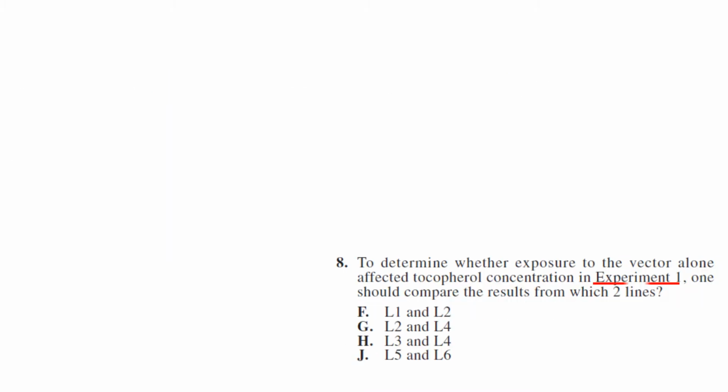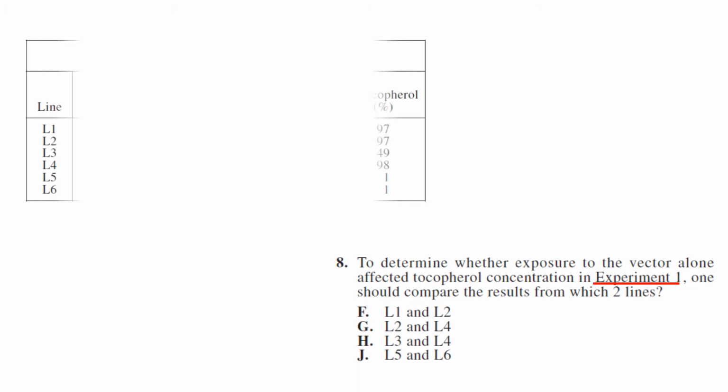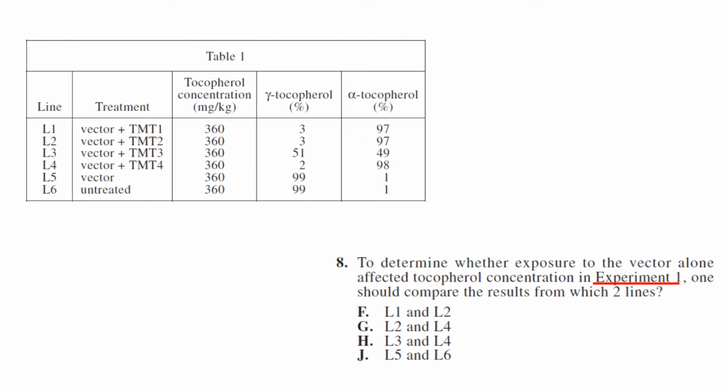So for number 8, we're using experiment 1. We're asked to determine whether exposure to the vector alone, so the vector alone is line 5, and we're going to compare which two lines. So we want to see the treatment that has the vector and the one that has the untreated vector, which is 5 versus 6. All the others are just comparing vectors to vectors, so your answer has to be J.